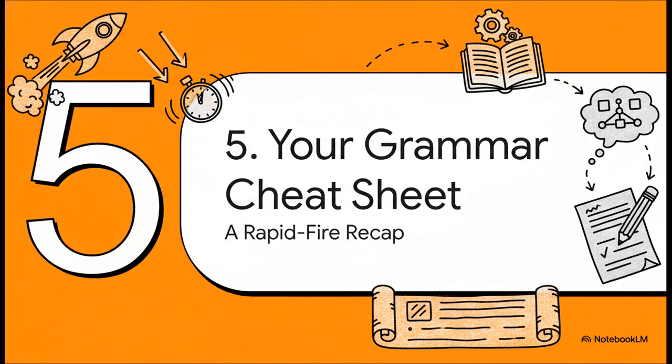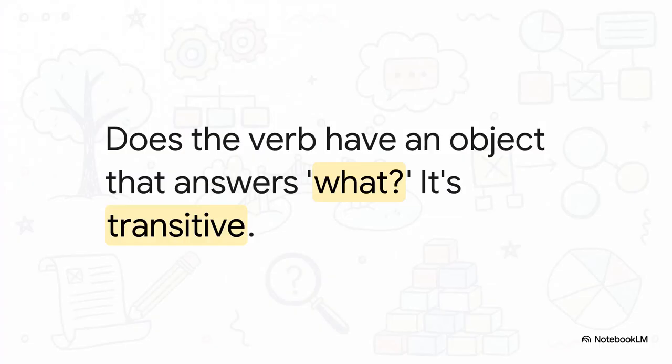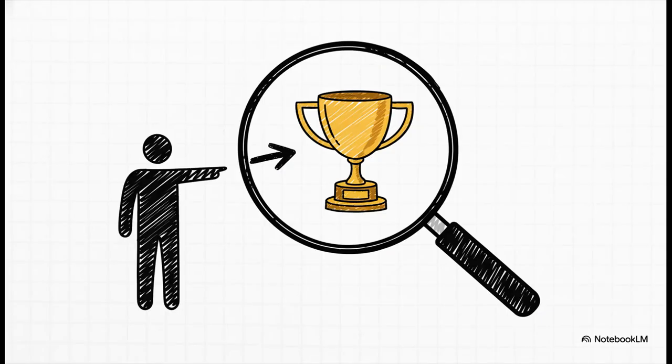So, to make sure this all sticks, let's do a quick, rapid-fire recap. This is your official grammar cheat sheet. First up, remember the what test. If your verb can answer the question what or whom, you know it's a transitive verb, passing its action on. Tip number 2, if you see the phrase by someone at the end of a clause, like the window was broken by the kids, that's a huge clue you're looking at the passive voice.